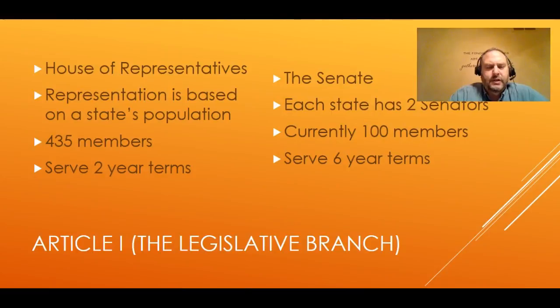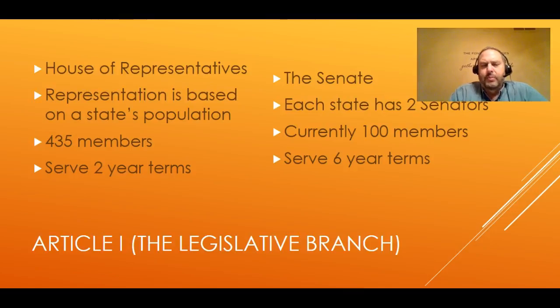When it was all said and done, the Constitution is divided into articles. The preamble starts it off, then comes the articles, and at the end are the amendments. Amendments are changes that have been made to the Constitution. Article 1 is about the legislative branch, and the legislative branch is divided into two houses of Congress. They are the House of Representatives and the Senate.